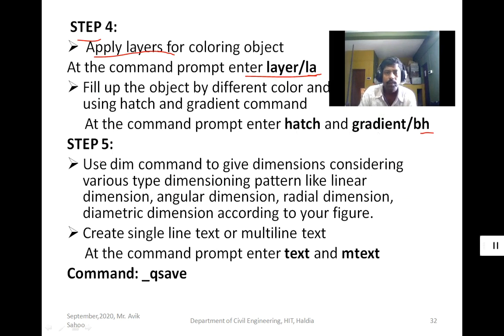And to give the dimensions, use the dim command. Consider various types of dimensioning like linear dimension, angular dimension, radial dimension, diametric dimension according to your figure. Create single line text or multi-line text. At the command prompt, enter text and dim text. Then after finishing the drawings, you save it. The command is QSAVE.